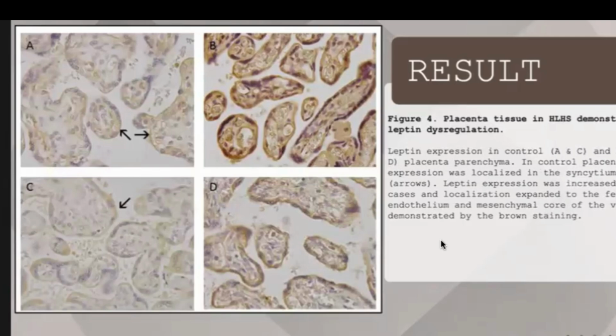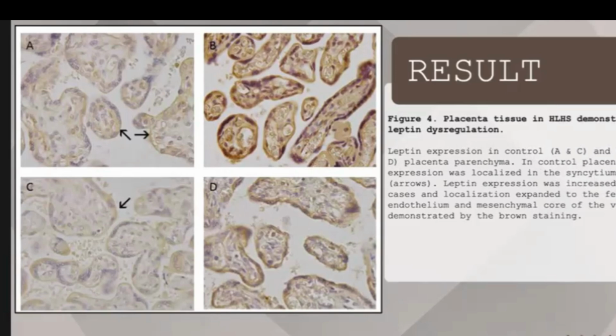So they next went on to look at leptin signaling. Leptin is involved in angiogenesis, and it's important during fetal development. Panel A and panel C are from the controls, and panel B and D are from the CHD. You would expect that leptin would be decreased if there's decreased angiogenesis.